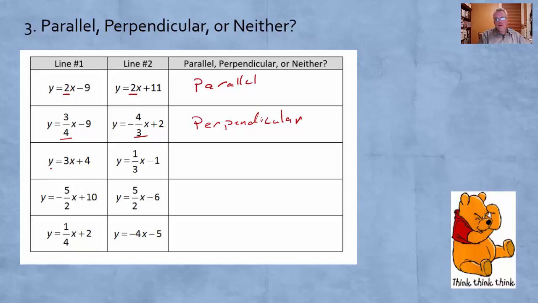All right, we have 3 and 1/3. At first you might think that they're perpendicular, but they're not. These are reciprocals, but they're not opposite reciprocals. They're both positive. So this is the case of neither. The slopes are not equal.